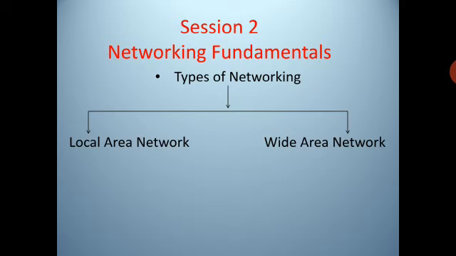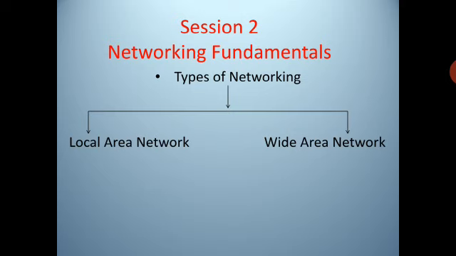Wide area network. A wide area network is a type of network which connects computers across the world. The internet is an example of a wide area network. It is a network of networks that consists of millions of private, public, academic, business, and government networks. World Wide Web. It is a system of interlinked hypertext documents accessed with the internet.